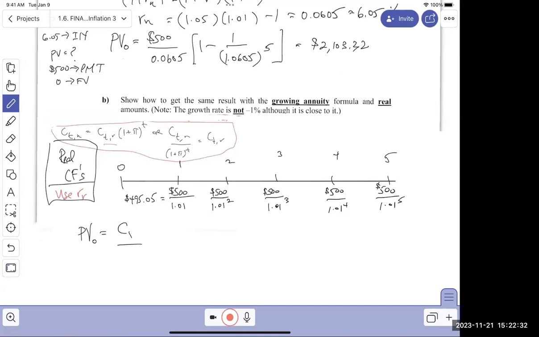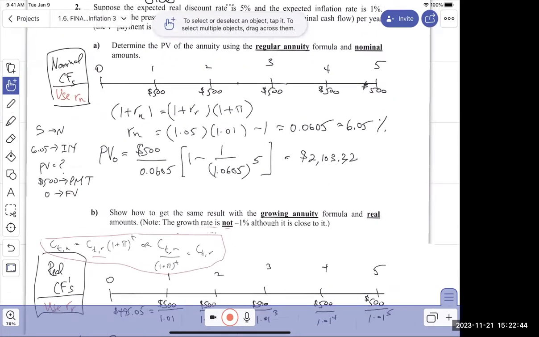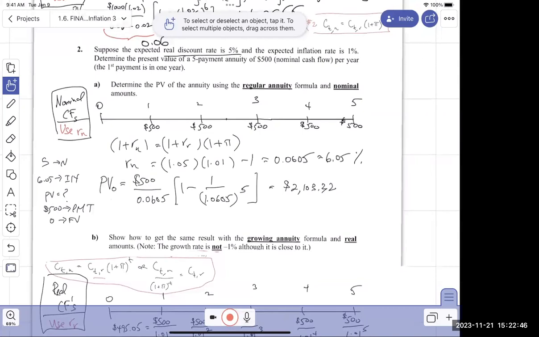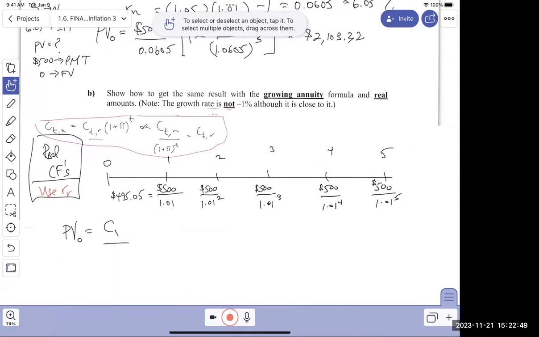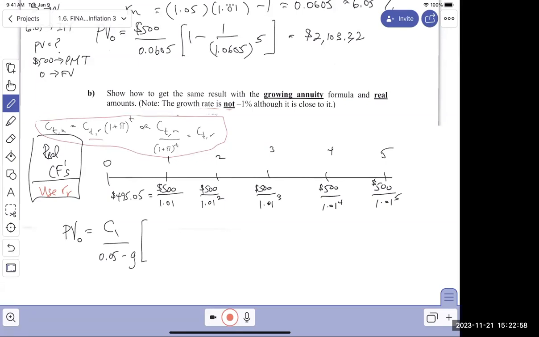Do we have the real rate? We do, from the first part. It was 5%. And then g. What I'm going to do is just put the symbols for now. So this is going to be the real rate minus g, times one minus the quantity (1 plus g over 1 plus the real rate) to the power of 5. That's what I have to get.